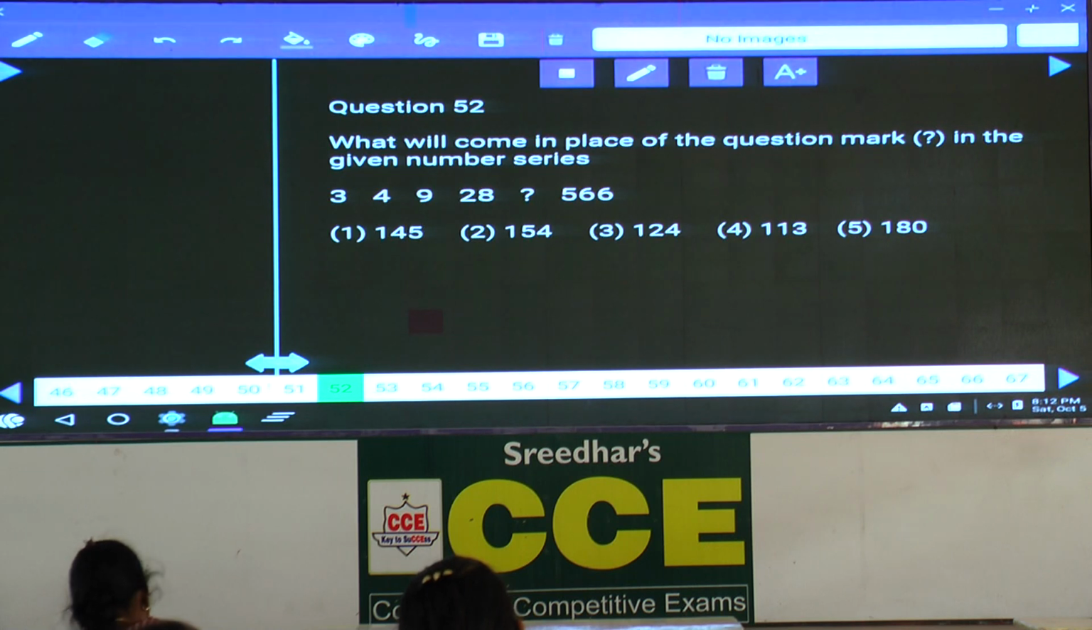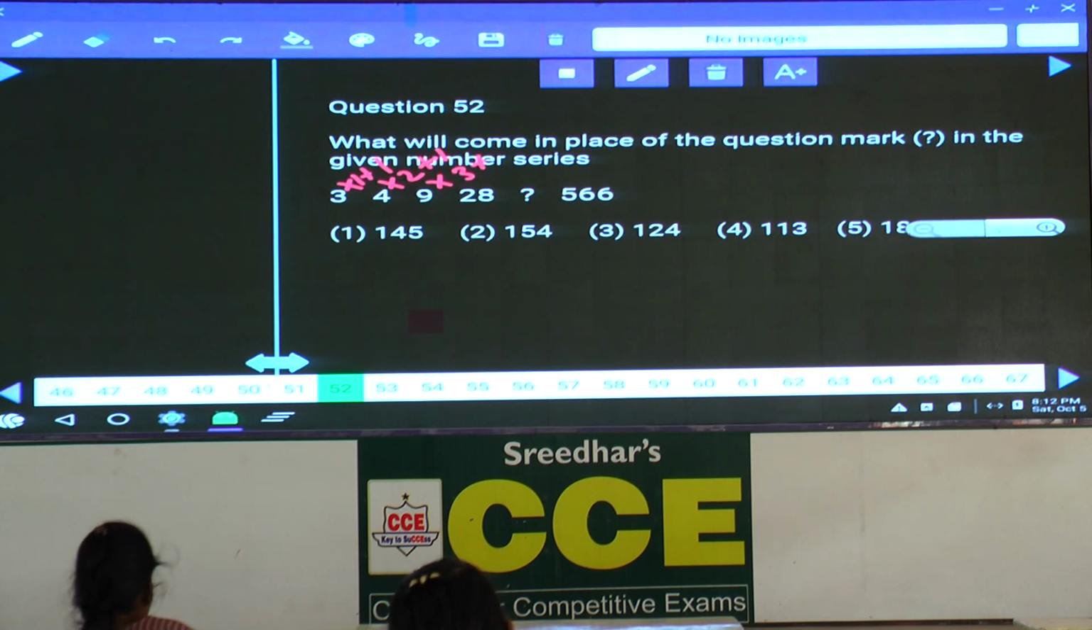What is the combination we have? 3 into 1 plus 1. Next, 4 into 2 plus 1. And 9 into 3 plus 1. Next one, 28 into 4 plus 1. 28 into 4 plus 1, the last digit must be 3. Only in choice 4 we have last digit as 3, that is choice 4.